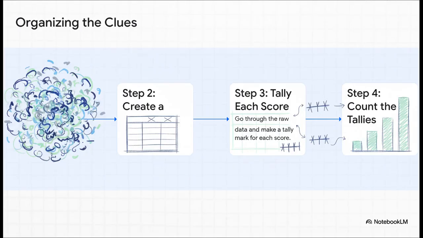Remember that chaotic list of scores? Let's bring some order to it. We're going to create something called a frequency distribution table. It's easy. We just list each unique score, then go through our original list one by one, making a simple tally mark for each score as it appears. Once we're done, we count up the tallies. It's a super simple but really powerful way to sort our evidence.